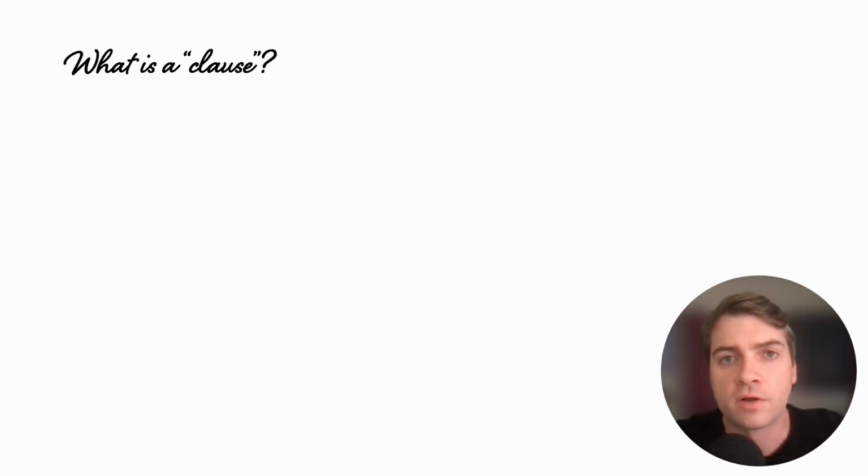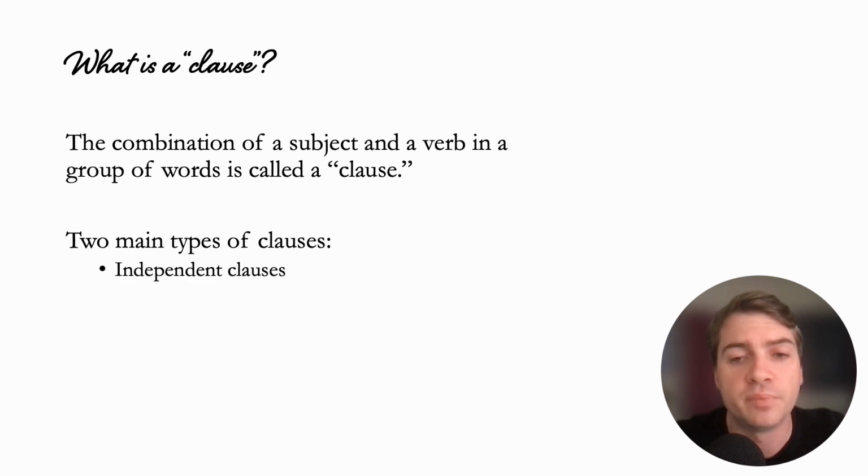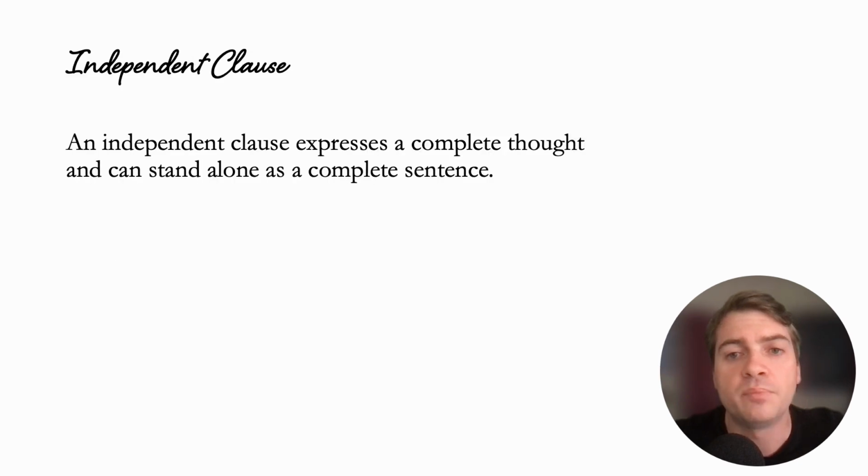All right, now let's talk about clauses, because clauses are really going to be the building blocks of sentences. They're what we will use over and over and over again as we start to write longer and more advanced sentences. So the combination of a subject and a verb in a group of words is called a clause. There are two main types of clauses. We have independent clauses and dependent clauses, all right? An independent clause expresses a complete thought and can stand alone as a complete sentence on its own, all right?